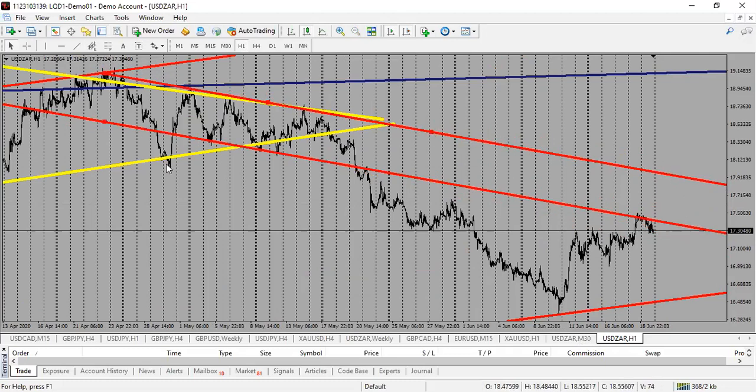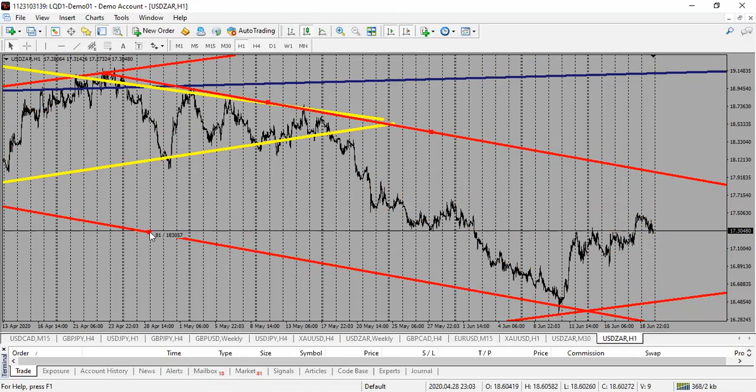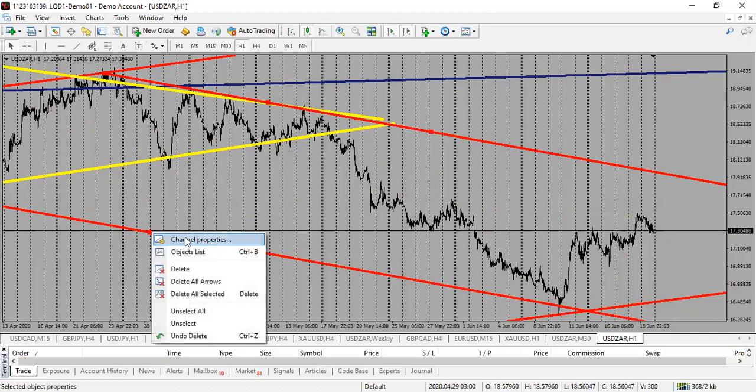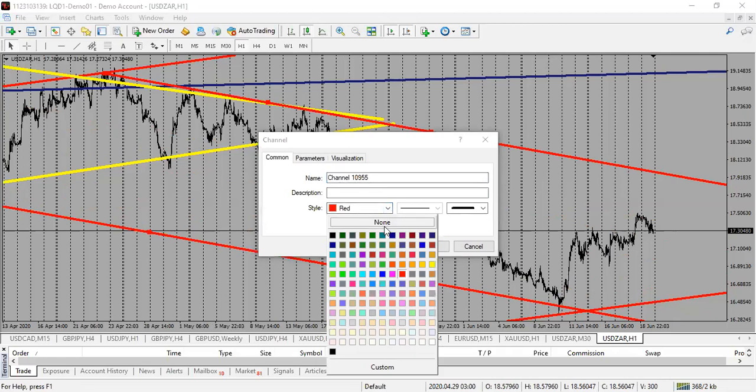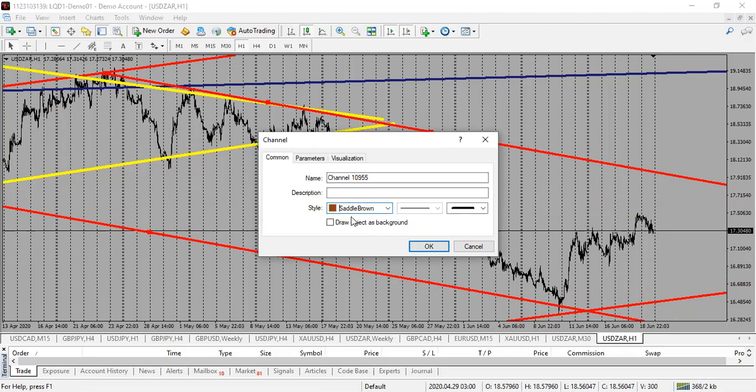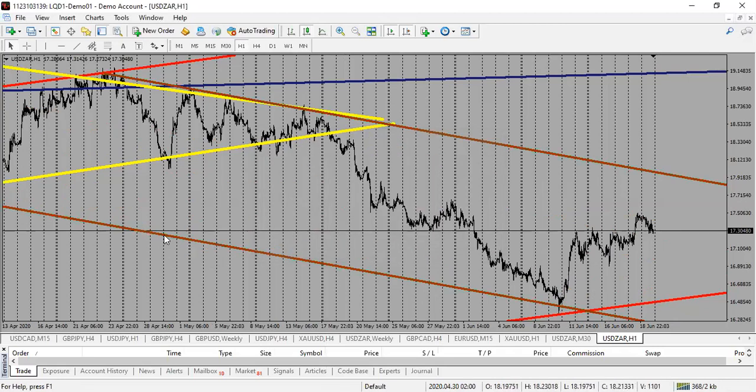There you go. Just leave it like that. We change to a different color. Let's make it, okay, let's make it brown. Settle brown, okay, it's fine. Close it.